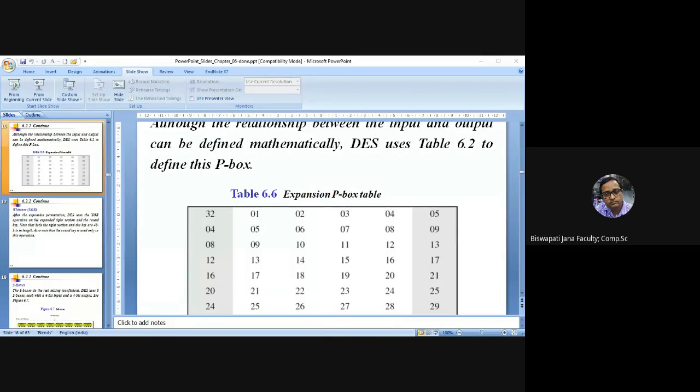Okay, so for this reason we can show this key generation scheme. I will try to explain. First, you have the 64-bit key, then you apply this 64-bit key to a parity drop box.